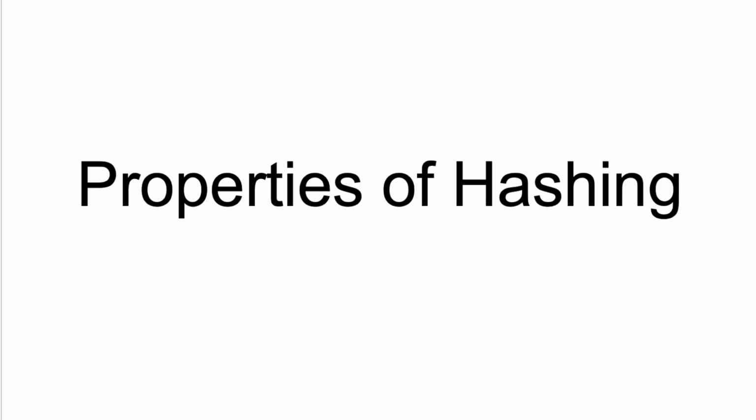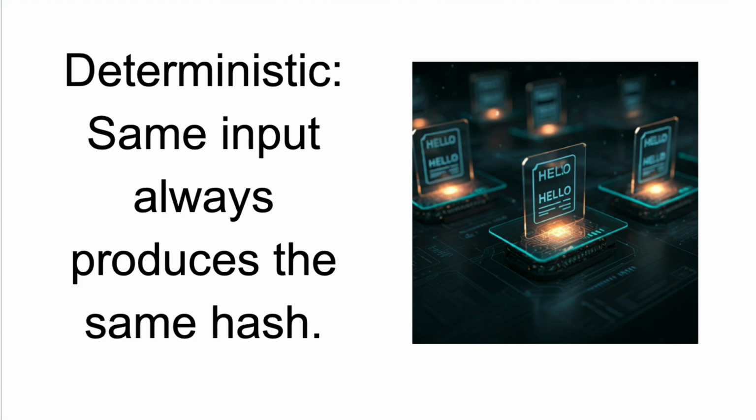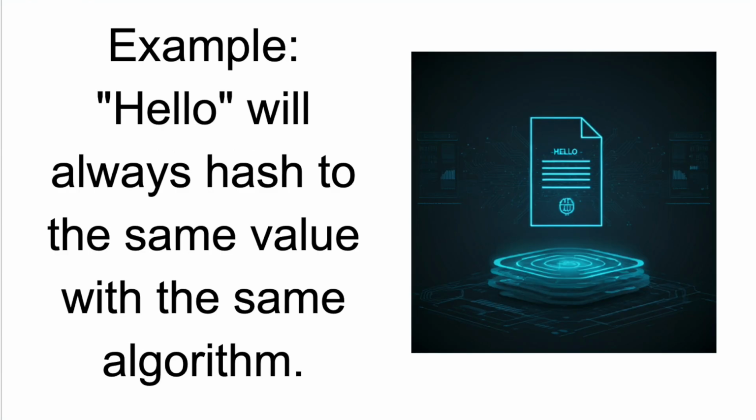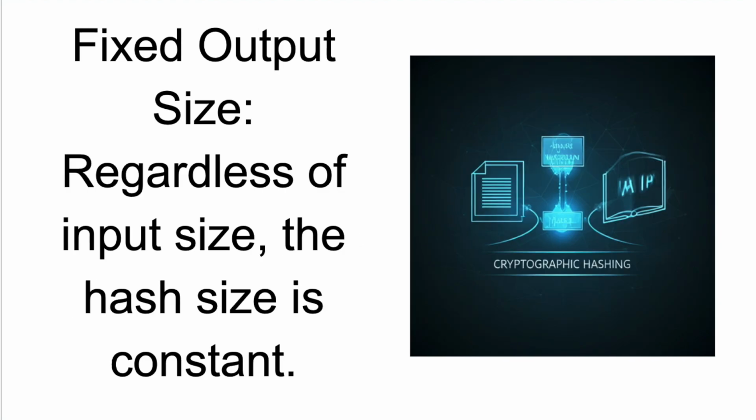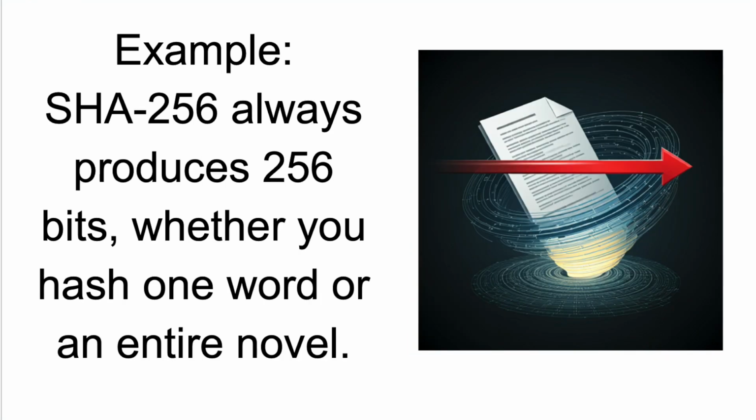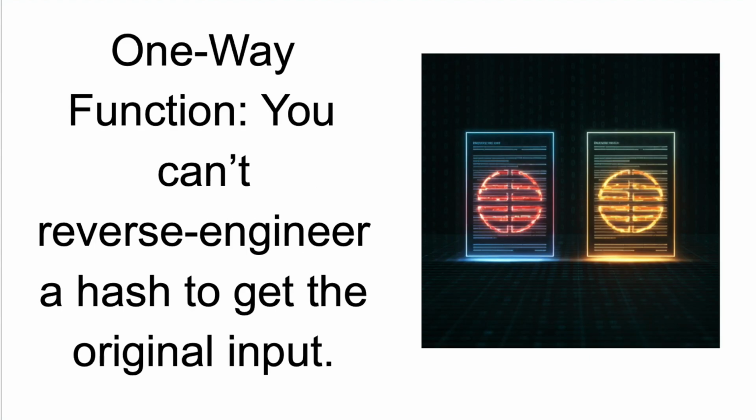Properties of hashing. Deterministic: the same input always produces the same hash. Example: hello will always hash to the same value with the same algorithm. Fixed output size: regardless of the input size, the hash size is consistent. An example is SHA256 always produces 256 bits, whether you hash one word or an entire novel. One-way function: you can't reverse engineer a hash to get the original input.